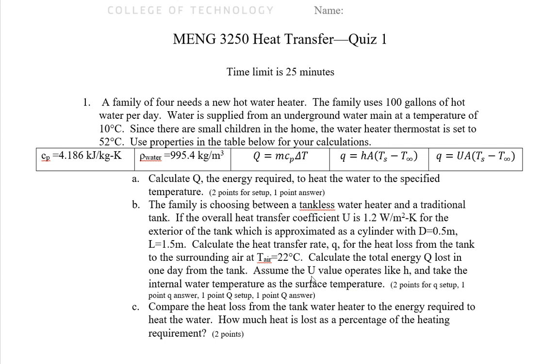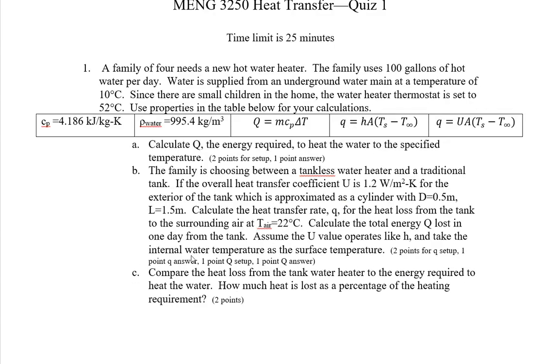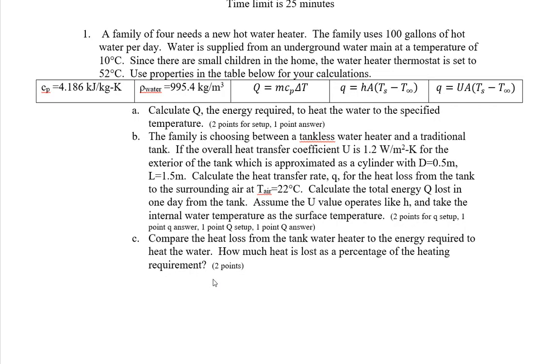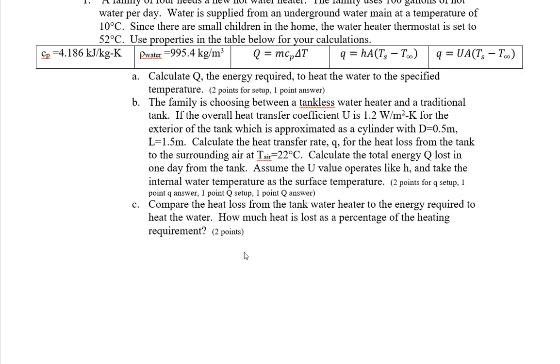And we haven't covered U before, so I'm telling you to use U like you use h for convection, and take the internal water temperature as the surface temperature. So we're just clumping a few things together there. And here's where we get our points. We get 2 points for the setup for our heat loss, 1 point for the answer, 1 point for our total heat, our energy requirement, and then 1 point for our energy answer. And then finally we're comparing that water heating due to heat loss to the actual amount of energy that's going into the water on a percent basis.